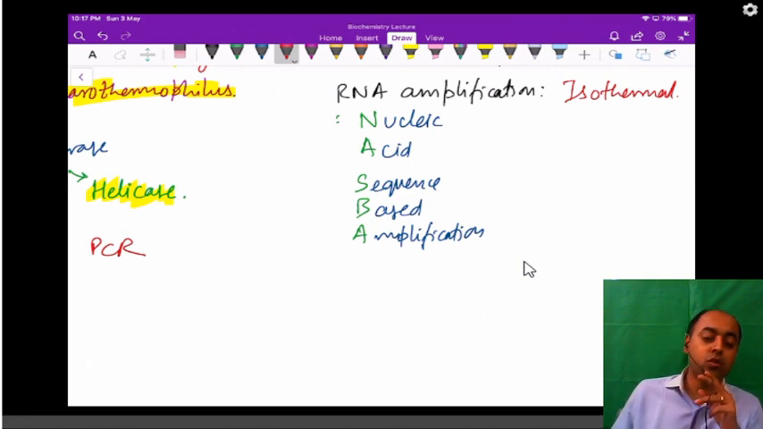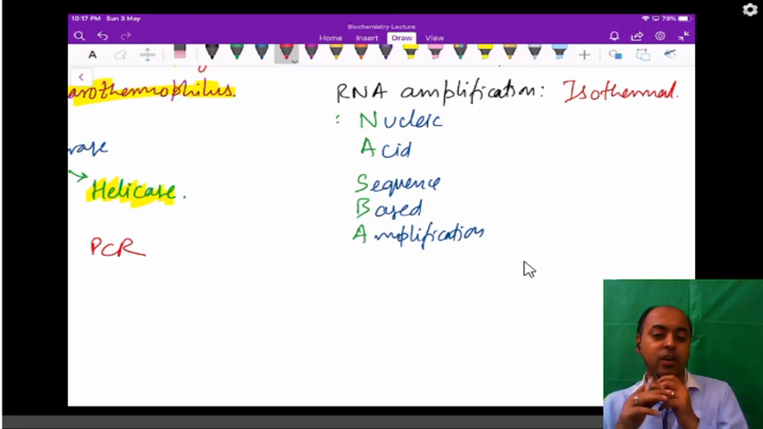This is also isothermal in nature. Okay, amplification is good, but analysis of the RNA is difficult. Why? Because RNA has a very short half-life. It is very fragile. So identifying or detecting the RNA after amplification is somewhat risky because the RNA will quickly degrade. So how do you identify or quantify the RNA?